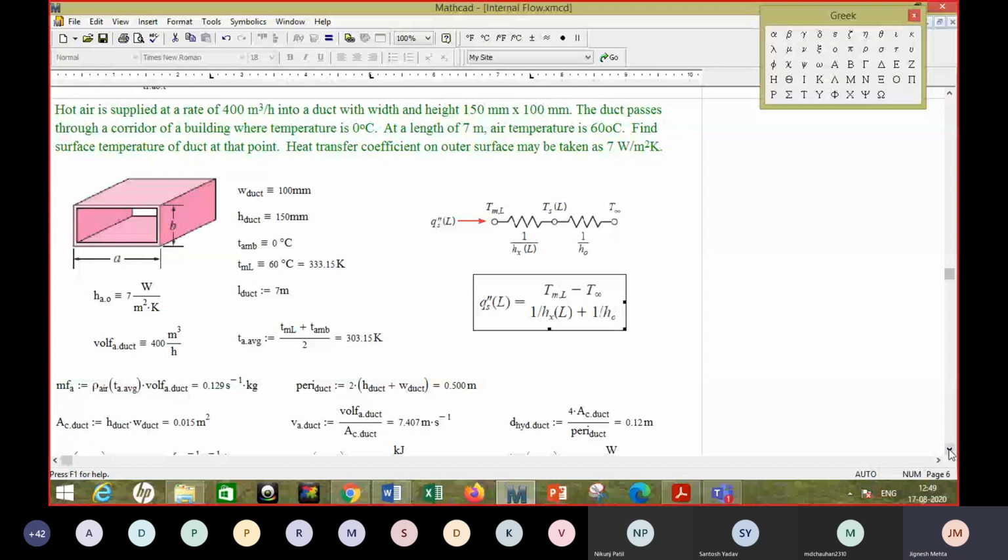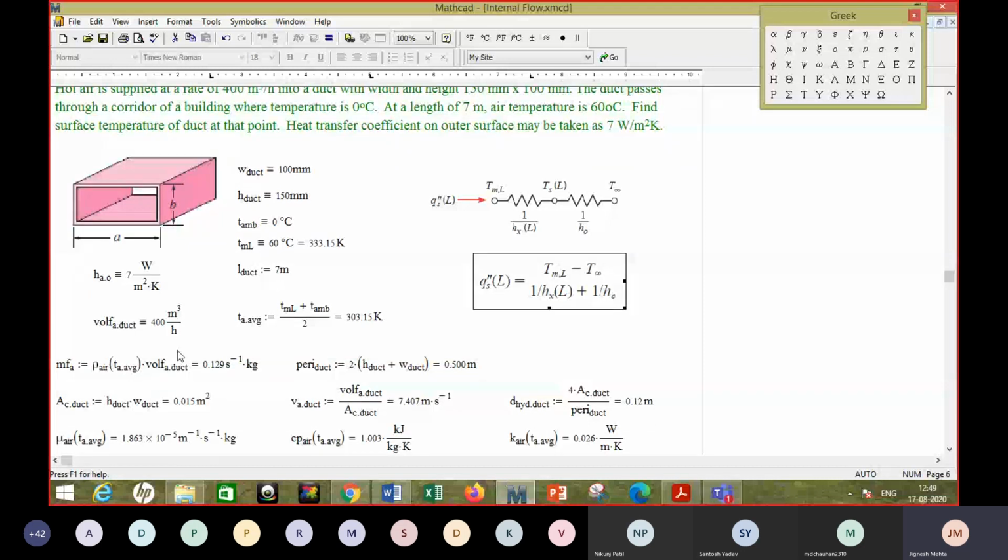Now let us get the required things for finding the Reynolds number, because finally we want to get the heat transfer coefficient. So we do that. The volume flow rate is already given. Now the average temperature is calculated. The average temperature at this point is 60 and ambient is 0, so it's 30 degrees Celsius. You need not write it in Kelvin. And then the mass flow rate would be this much.